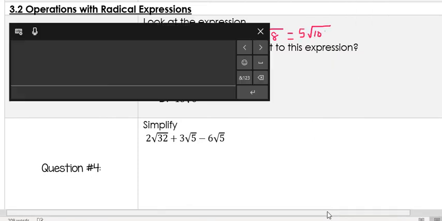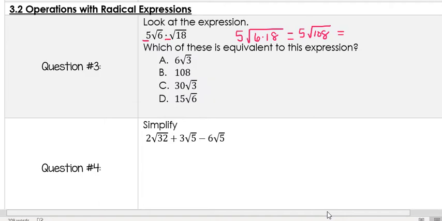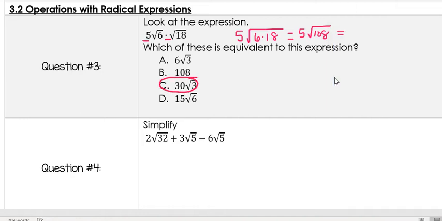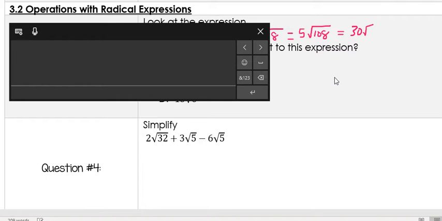Now, if you have the same calculator that I do, it's super awesome because you can just type that in. If I go back to my math, make sure I'm in my math print mode. If you have this calculator, stay in that mode. You'll have 5 square root of 108, and voila, it gives me the answer, 30 square root of 3. So I know that I should be getting C. So that's why that calculator is so cool, because it does that work for me.